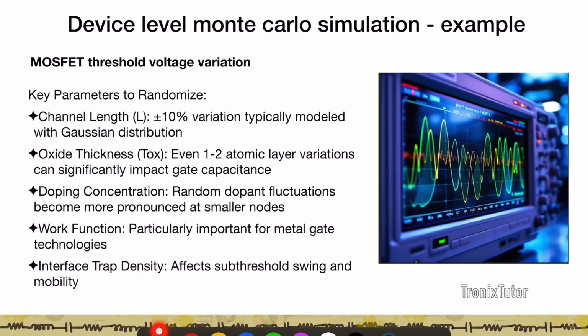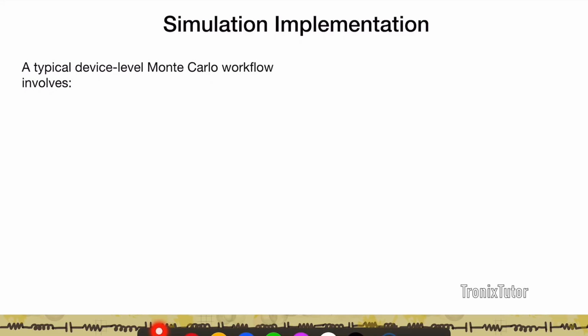And then finally, you also have interface traps, and those affect both the subthreshold swing and the mobility. Now, many times these interface traps are also a function of aging, right? So aging models, for example, will incorporate that. You can make the threshold voltage variation model better by bringing in aging also. So you'll see what the variation would be at time zero and what happens as you use the circuit for a long time. And so how do you implement the simulation, right?